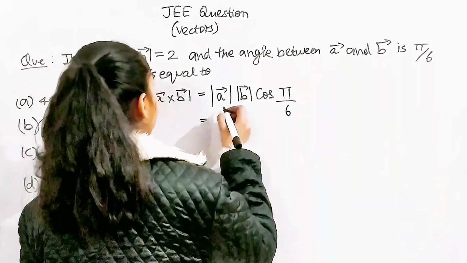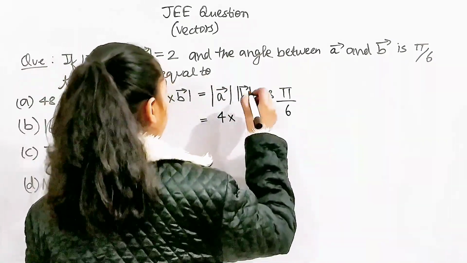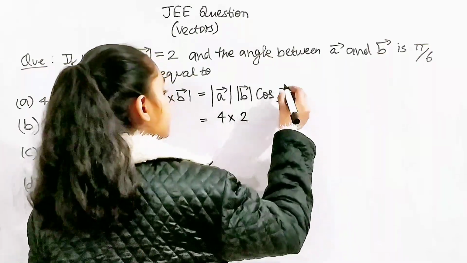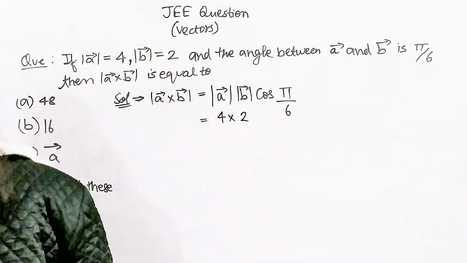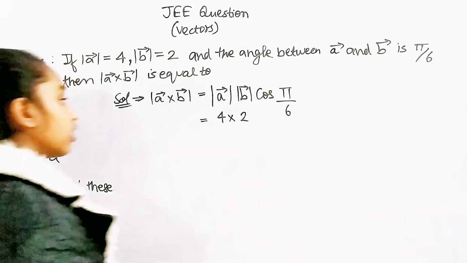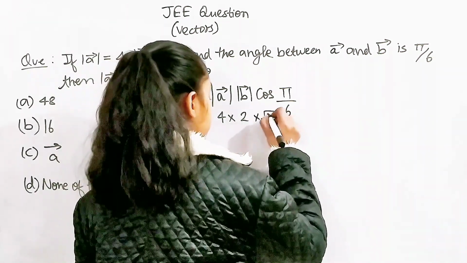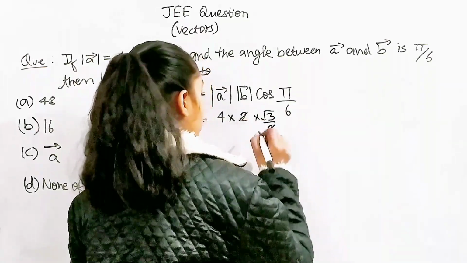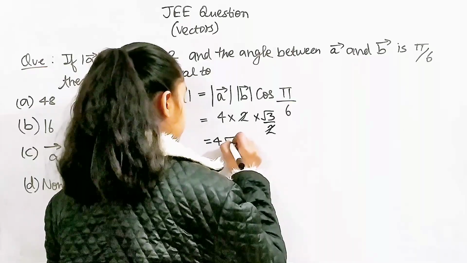What's the value of mod A? It's 4. Into mod B, which is 2, and cos pi by 6. Do you know what cos pi by 6 is going to be? Can you guess it? It's going to be root 3 by 2. So cos pi by 6 is equal to root 3 by 2. Into root 3 by 2, we're going to have our answer, 4 root 3.